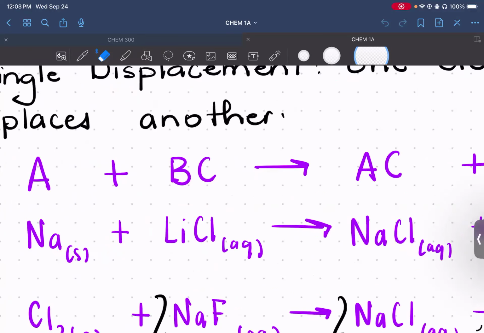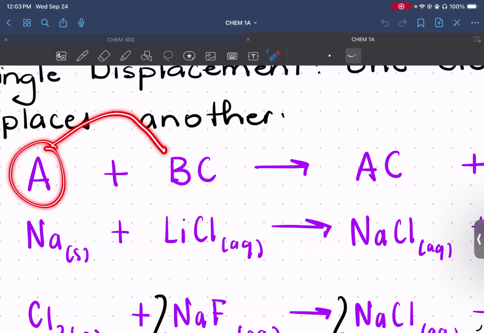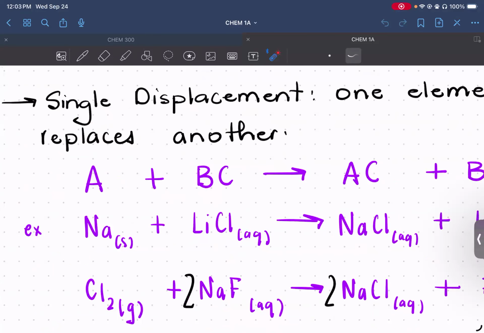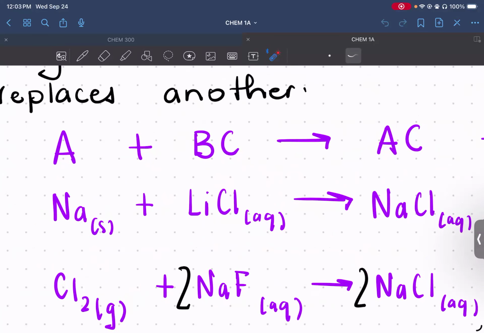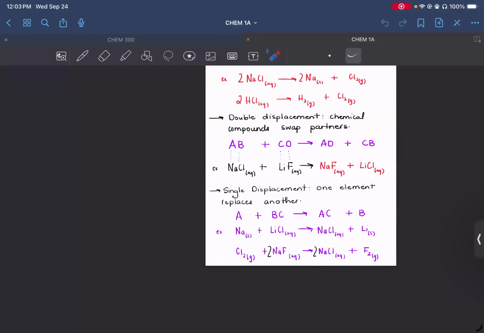Now, the very nature of single displacement suggests that that single element will replace another. In other words, this single element can either replace the cation B, or it can replace the anionic C. How do we know which one it will replace? Well, it just simply depends on the chemical that we have at hand. For example, sodium is a cation, it's in group 1, so it will most likely replace the cationic lithium. Chlorine from group 17 will have a -1 charge and will replace the anionic fluorine.